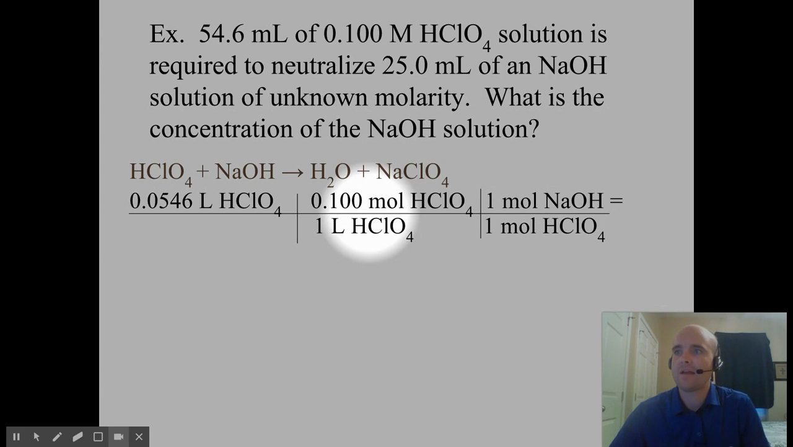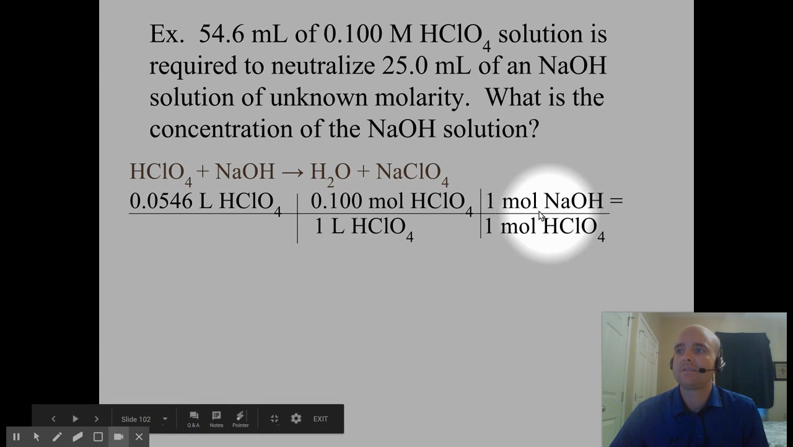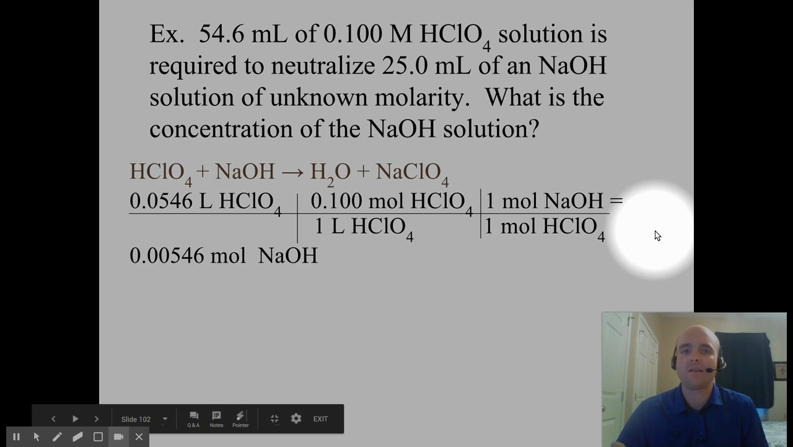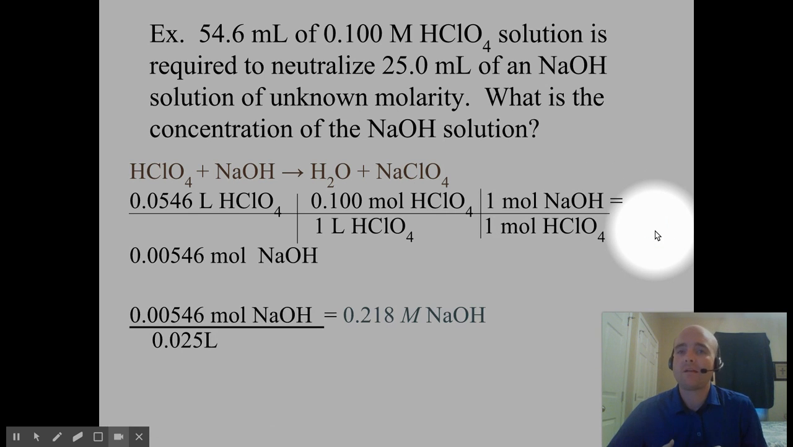That's my only unit I have to work with, and now I will see that since the solution was neutralized, it was at its equivalence point. That means that 1 mole of acid equals 1 mole of base. So now I can just use the calculator to find out my moles of base, and then divide by my volume to find my final molarity. It's a neat trick.